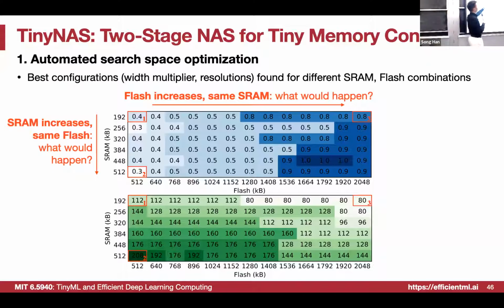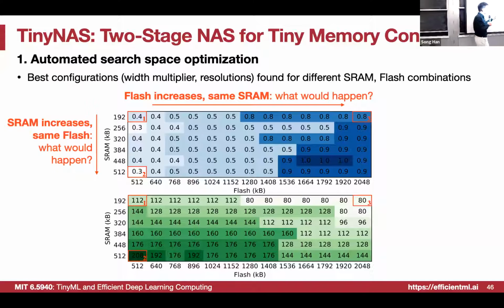We can see here the width multiplier is getting larger. Well, the resolution actually gets decreased, right? So why is the width multiplier getting larger here? Because the flash increased, we can hold a much larger model here. You have more capacity, more flash to hold a larger model. Model size is basically 3 by 3 times the input channel times output channel. We can have a larger number of channels. That's why the width multiplier is enlarged.